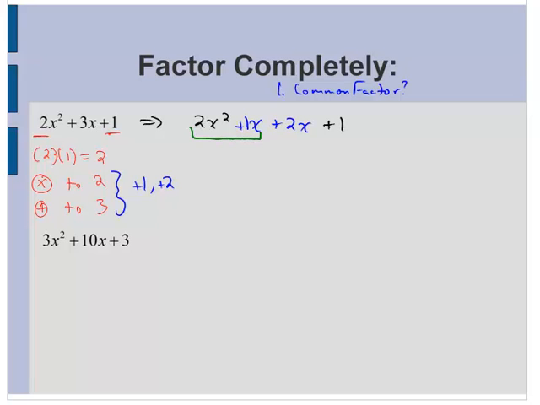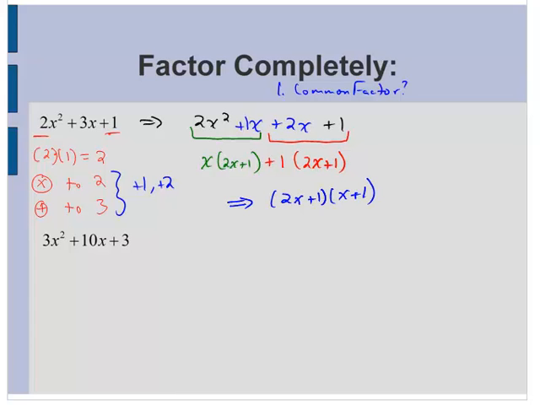2x squared plus 1x, the greatest common factor there is x. So I'd write that as x times 2x plus 1. And then for the second grouping, there's no common factors, so I'll write plus 1 times 2x plus 1. Now there's the common binomial factor of 2x plus 1, so I can factor this as 2x plus 1 times x plus 1.